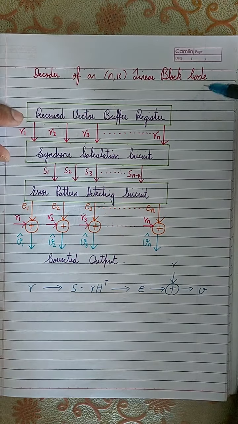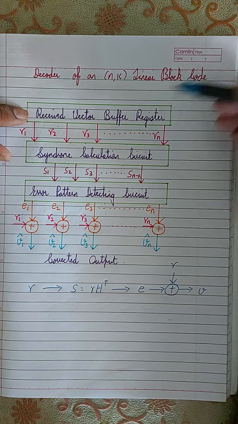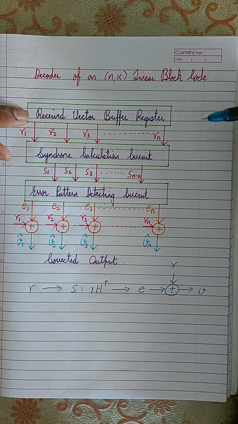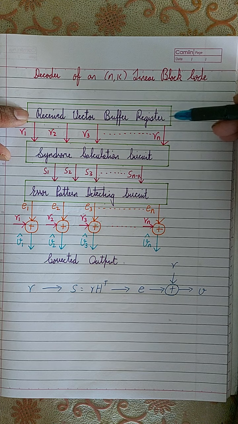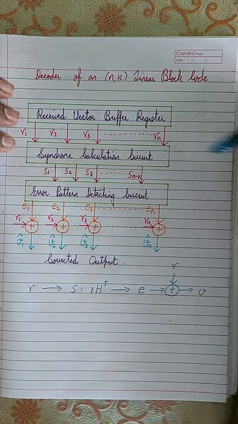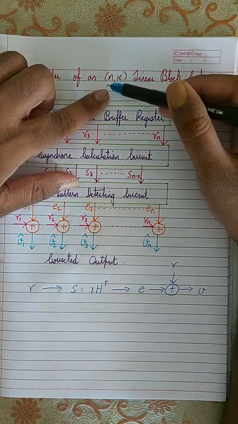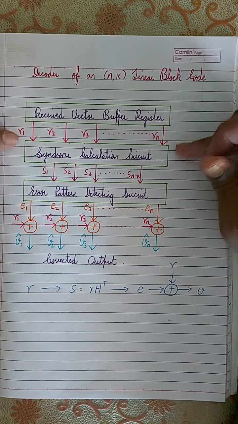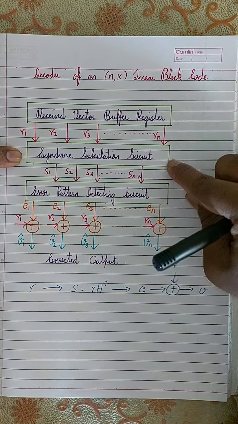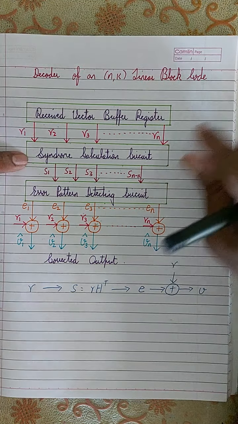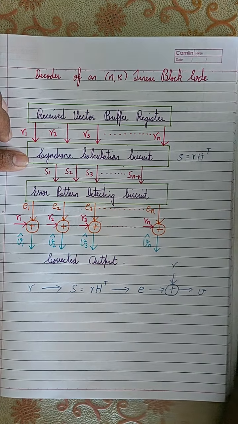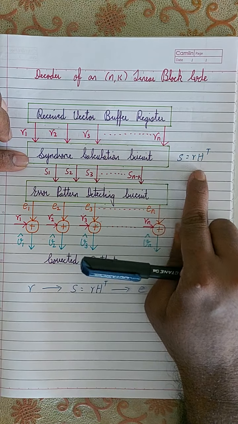First, we have the received vector buffer register, or you can say received code word buffer register. This register will receive all the received code words, that is R1, R2, R3 up to Rn, where n is the number of bits of the output code word, right? After receiving it, the receiver will calculate the syndrome using the syndrome calculation circuit, which is nothing but the implementation of S equals RH transpose.